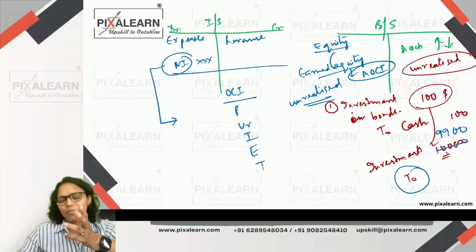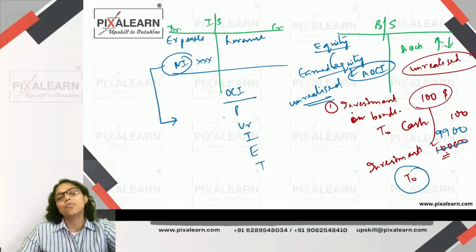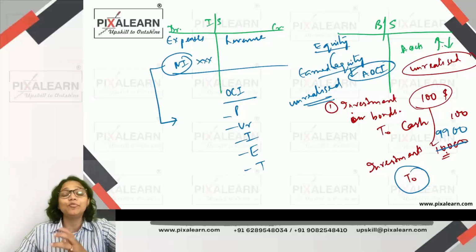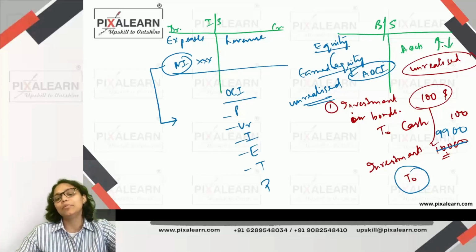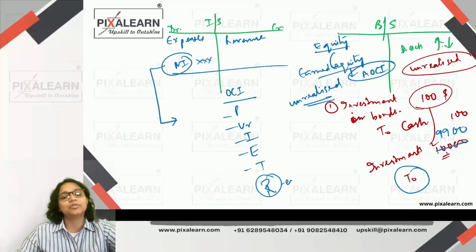Now this is a short form. There are a number of reasons, so 1, 2, 3, 4, 5. And if you're following Ind AS or IFRS, there would be another, so it will be PURIET R, which is revaluation surplus.